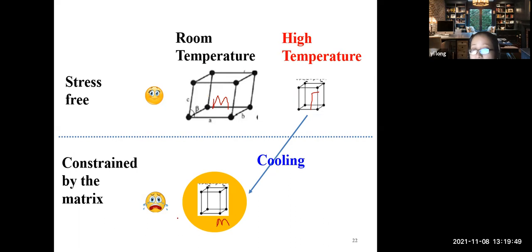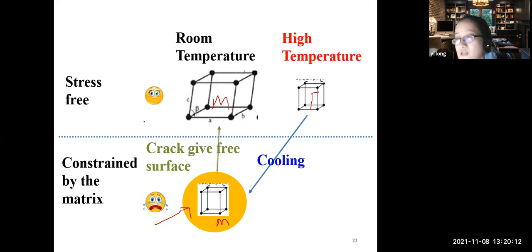But now if I peel off this yellow constraint, I free you. The crack gives a free surface, peeling off the yellow constraint, so it goes back to the monoclinic phase and becomes bigger. This is another way for you to understand it. Once it becomes bigger, it gives a lot of compressive stress, which means enhanced toughness. The concept and essence here is the more the merrier.